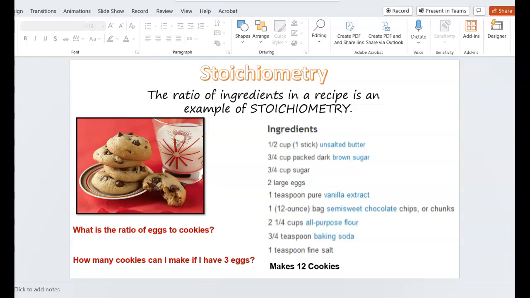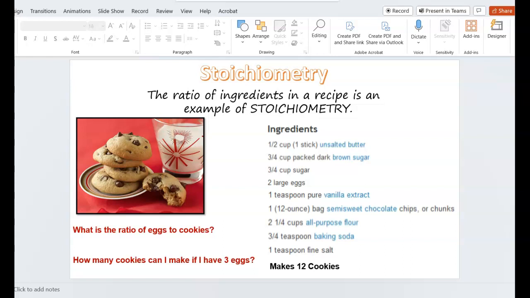So again, this slide here, we often relate stoichiometry to a recipe. And so in this case, if we look at the recipe, we need 2 eggs in order to make 12 cookies. And so that's just going to be like our chemical reactions where we need 2 nitrogens to make 12 ammonias or something like that.